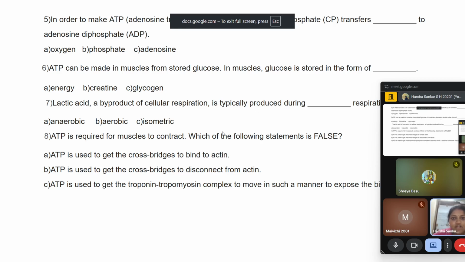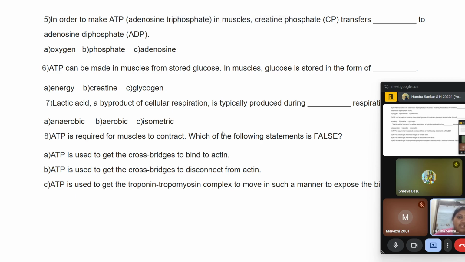In order to make ATP, adenosine triphosphate, in muscle, creatine phosphate transfers dash to the adenosine phosphate. Is it oxygen, phosphate, or adenosine? Simple answer. Even in the name itself, that component is there. So it's easy, right? What is the component? Oxygen, phosphate, or adenosine? Yeah, correct answer is B, phosphate.